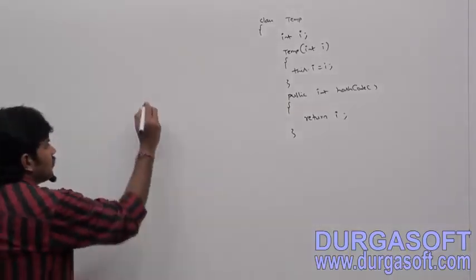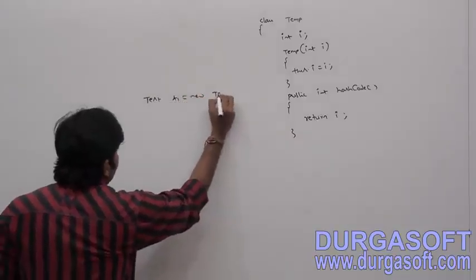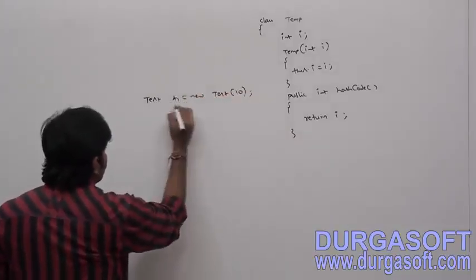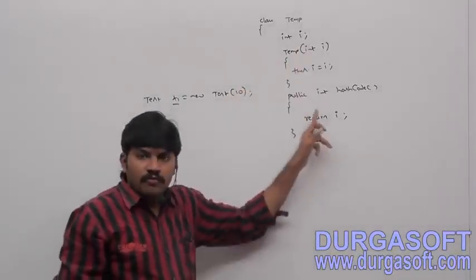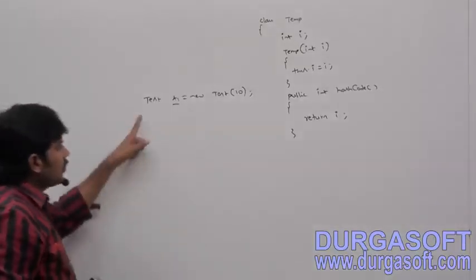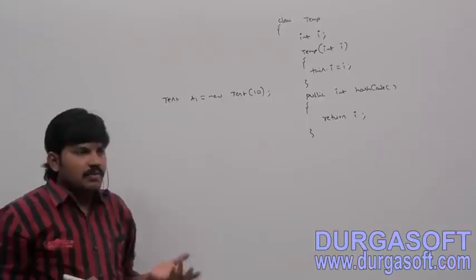Sir, assume whatever i value is there will become the hash code of this object. Suppose I take Test t1 = new Test(10). What is the hash code of t1? 10, because whatever i value you pass will become the hash code. So new Test(10) means 10 will become the hash code of this object.